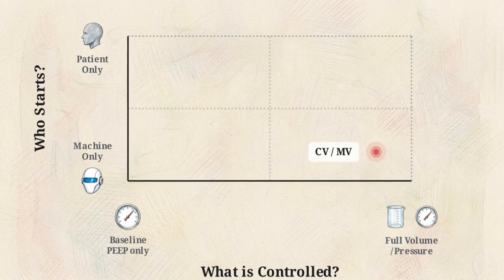CPAP occupies the exact opposite position in the top left, entirely started by the patient, with the machine only controlling the baseline pressure. SIMV and AC sit in the middle of the spectrum, sharing the responsibility of who starts the breath, though assist control leans much closer to full machine control.